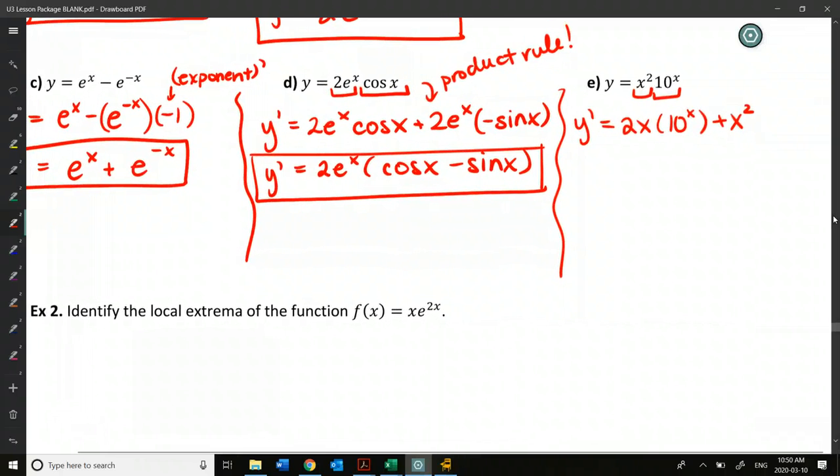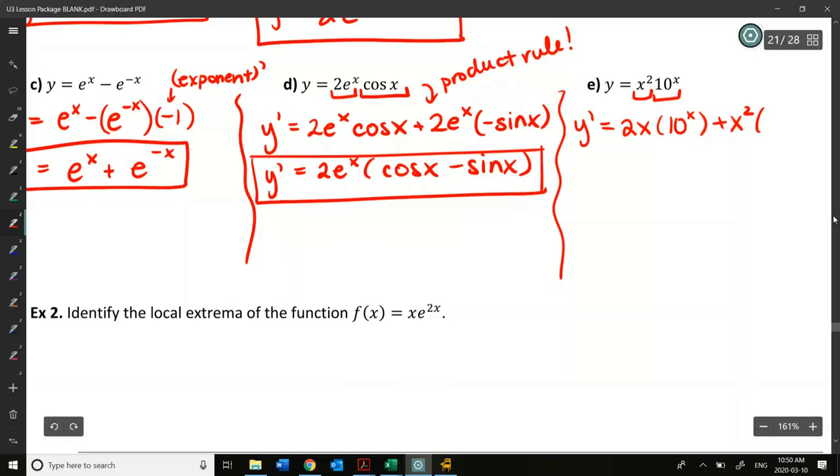What's the derivative of 10 to the exponent x? Ln 10 times 10 to the x. Okay, so we can common factor out a 10 to the x here. Oh, and we can also factor out an x. And then we're going to be left with 2 plus ln 10 times x.